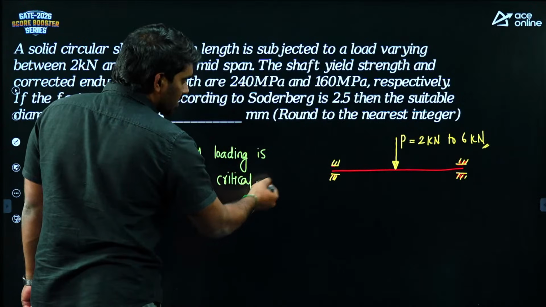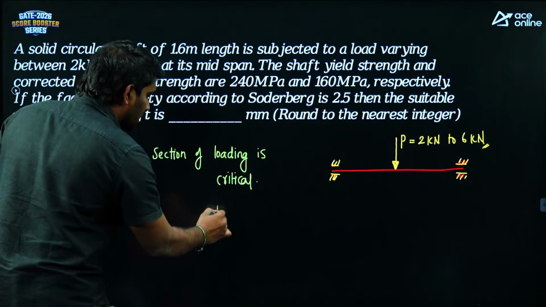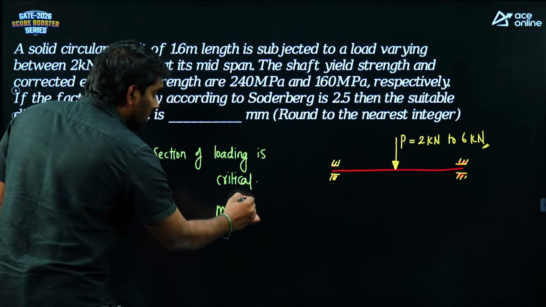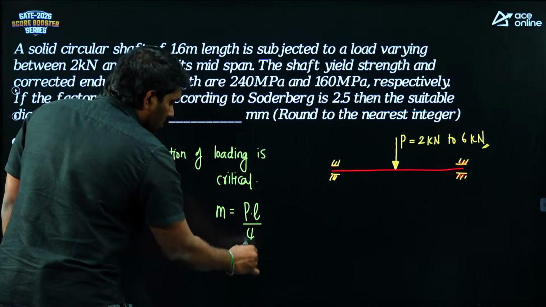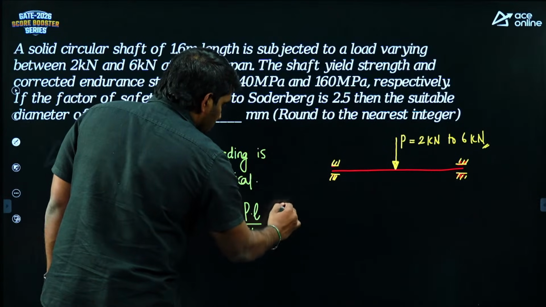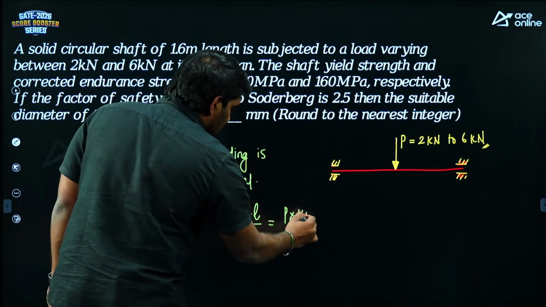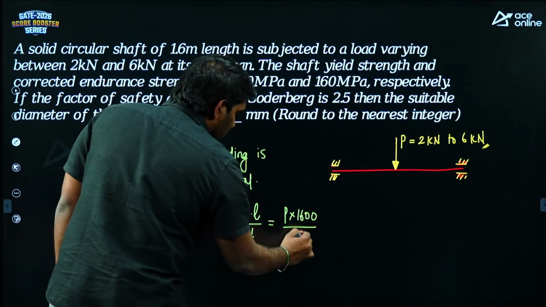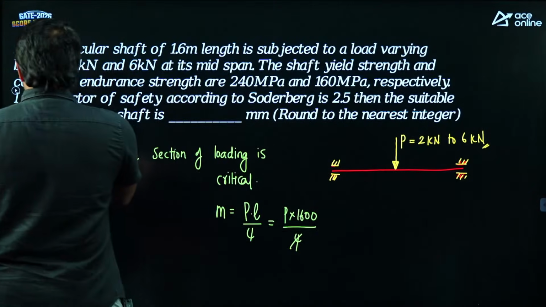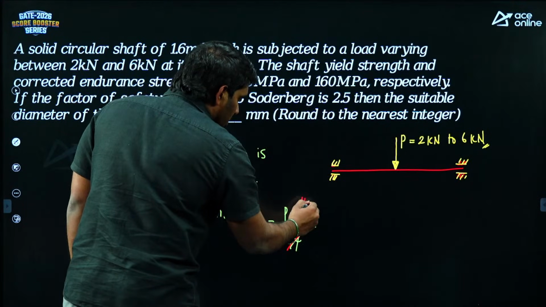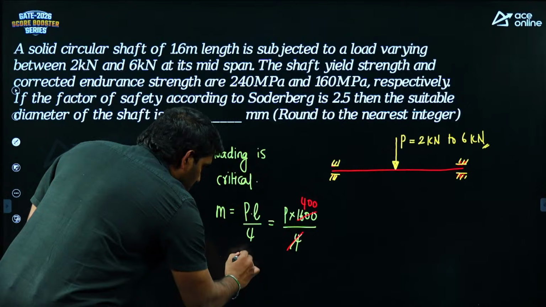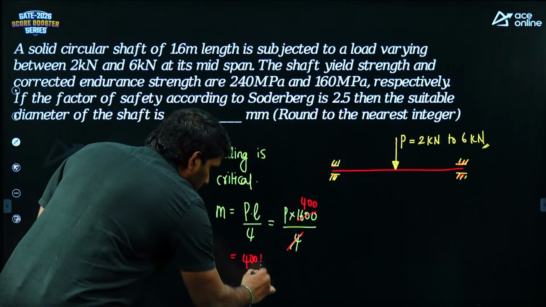As the section of loading is critical, we need to identify the value of M at that critical section. We know that as this is a simply supported beam, its value is PL by 4. What is the value of L here? P into 1600 divided by 4. 4 ones are 4, 4 fours are 16. So this is nothing but equal to 400 P.